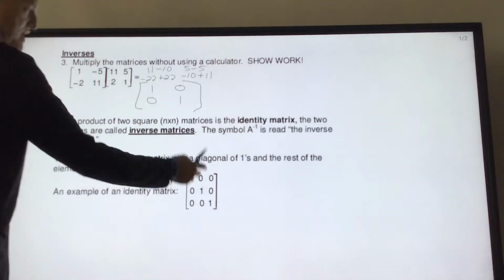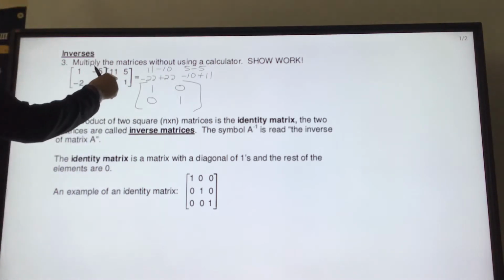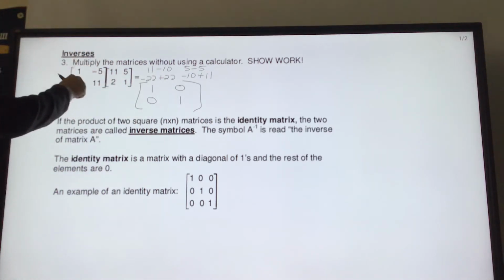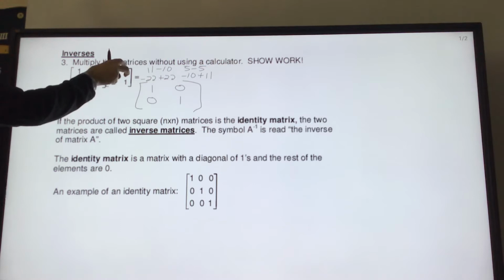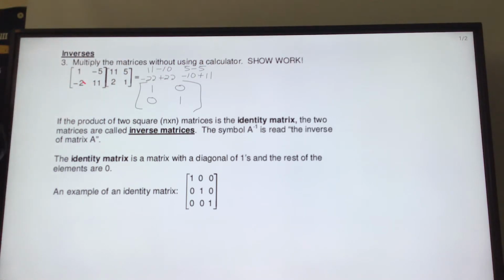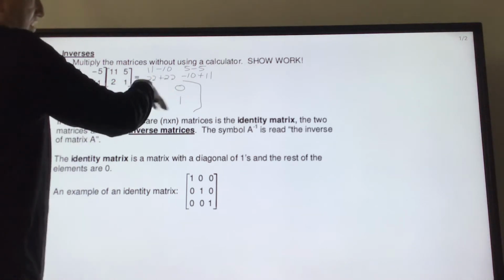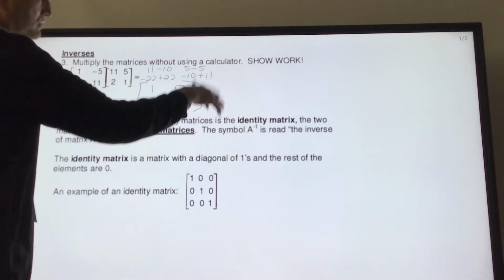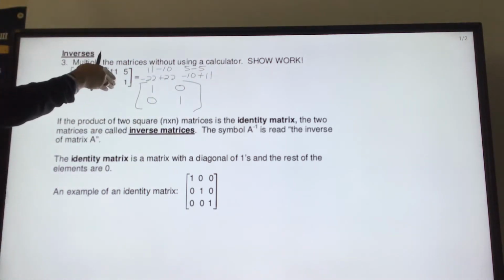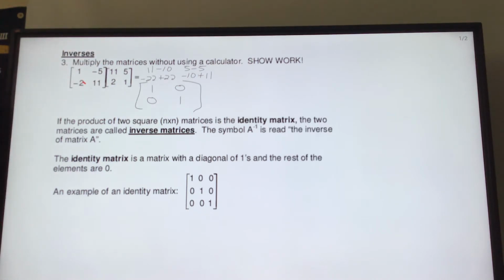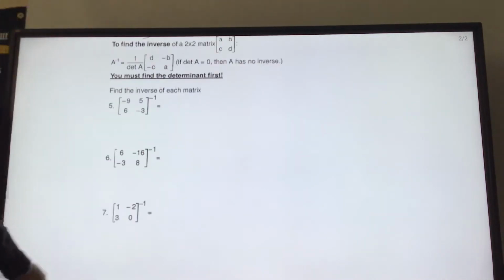Okay, if that occurs, then that means that this is in fact an inverse of this guy. So this matrix is an inverse of that matrix because of this pattern. If this pattern is anything other than 1s diagonal and everything else 0s, then this one is not an inverse of the first one. Okay, moving on.